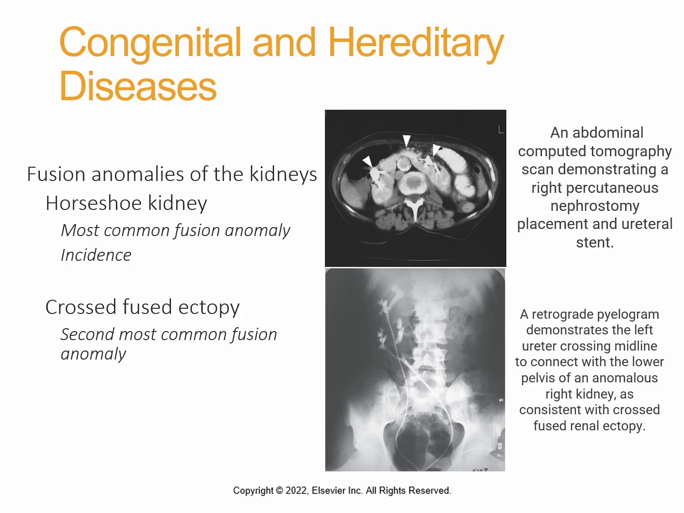Cross-fused ectopy is uncommon, but it is the second most common fusion anomaly. It occurs when one kidney lies across the midline and is fused with the other kidney. Both kidneys will have differing anomalies with position, shape, fusion, and rotation. The condition is usually asymptomatic, but it could cause drainage issues with malposition of the ureter within the renal pelvis, which could require a surgical procedure called a pyeloplasty.